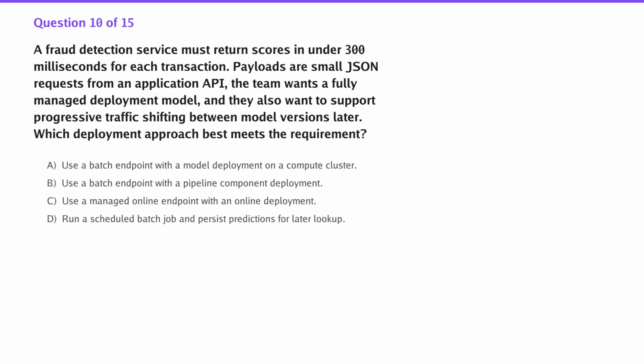A fraud detection service must return scores in under 300 milliseconds for each transaction. Payloads are small JSON requests from an application API. The team wants a fully managed deployment model, and they also want to support progressive traffic shifting between model versions later. Which deployment approach best meets the requirement?